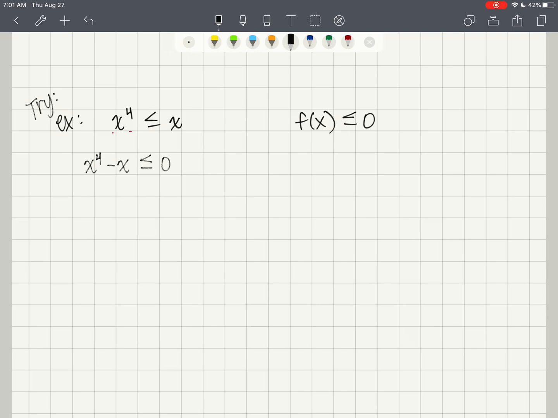I'm going to get my inequality so that I have 0 on one side, please remember to do this. I'm going to factor. I'm going to continue to factor.